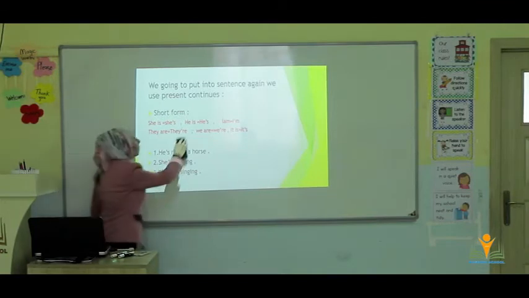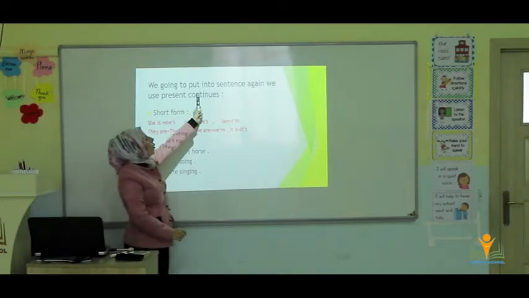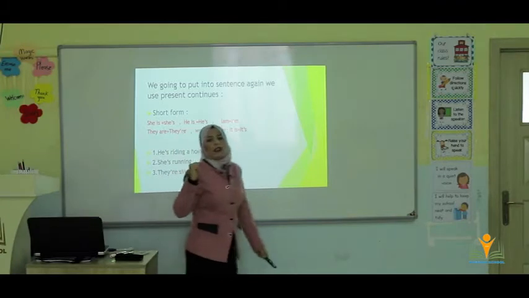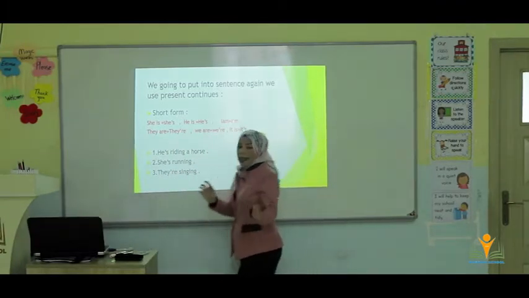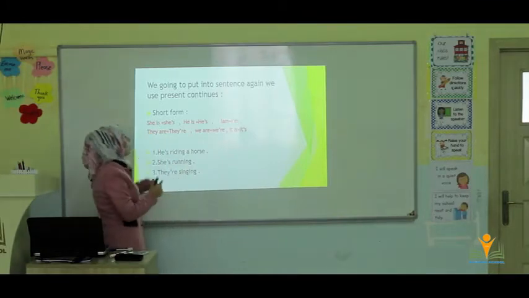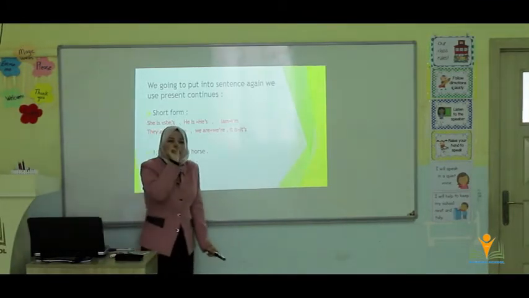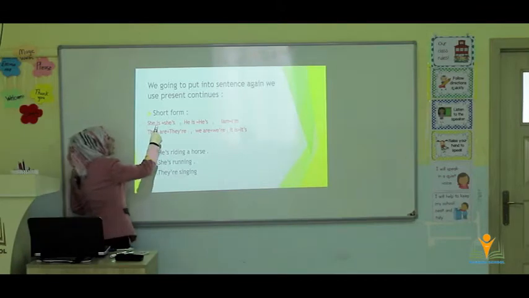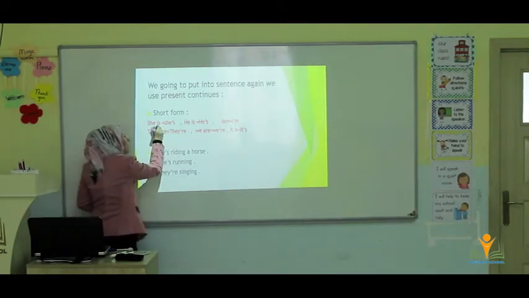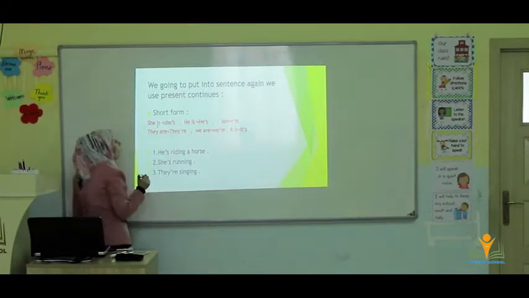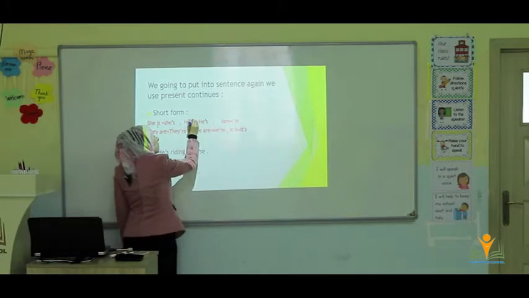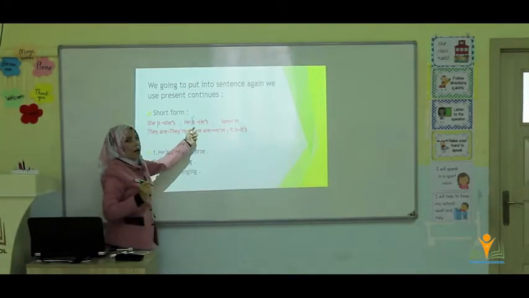Okay, guys, now we're going to put words into the sentence again. We use present continuous. How are we going to put the sentence? Guys, before that, I want to talk about short forms. Short forms mean you take out a letter, and in place of that letter, you use an apostrophe. For example, she is becomes she's. Do you remember, I always said, this I, we cut out, and in its place we use an apostrophe. He is becomes he's. What I did, I removed this I, and in its place I use an apostrophe.